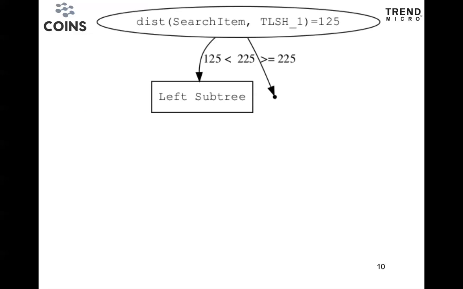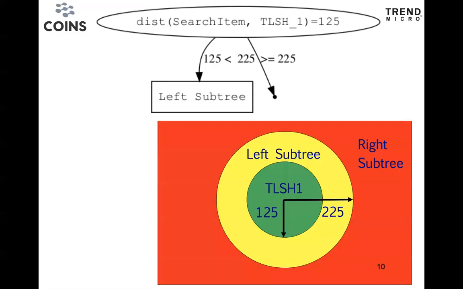Well, that's a fairly clear heuristic, but now we want to quantify it and turn it into a rigorous approach to search. Let's consider the following diagram. We have TLSH1, the item at the root node, and we put it at the center of the diagram. We find that the search item is in the green area. All the items in the left subtree are in the yellow and green areas, and all the items in the right subtree are in the red area.